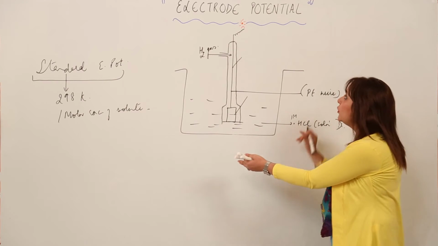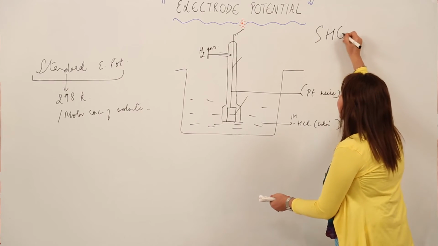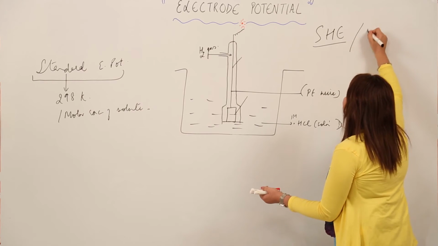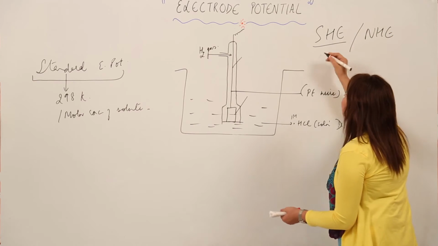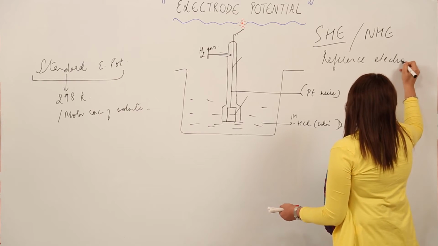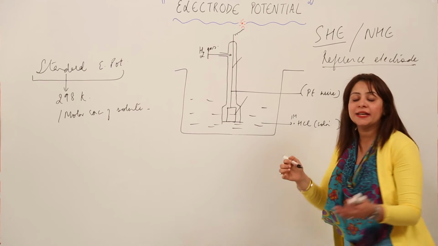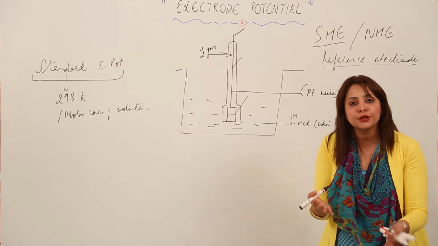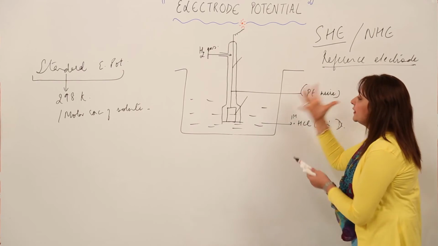Here I have for you the SHE, or it is called the NHE. This is a reference electrode with the use of which we can calculate the electrode potential of any cell which we wish to, right. So what is this SHE, right?